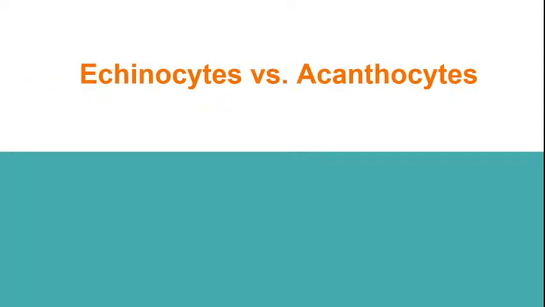So what do I mean? When you look at it in the microscope, if you're not looking at the feathery edge, you're going to expect a lot of RBC abnormalities. So always look at the feathery edge. All right? Now, let's try to differentiate echinocytes from acanthocytes.